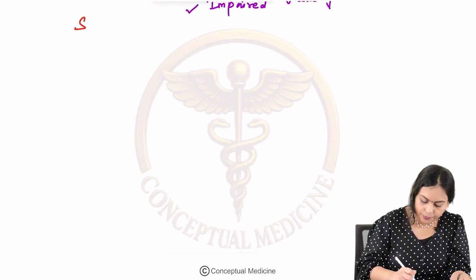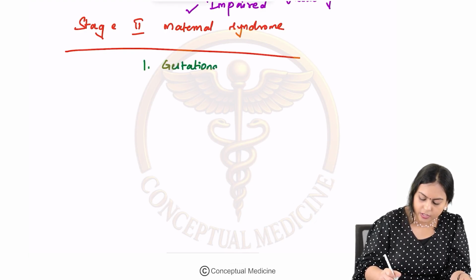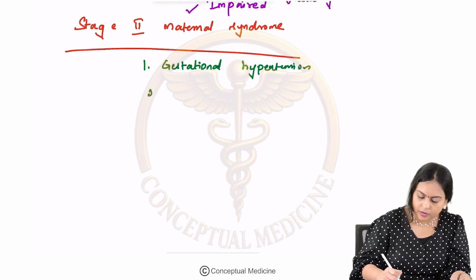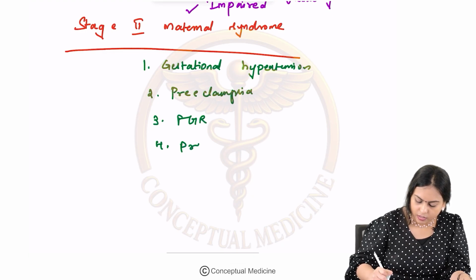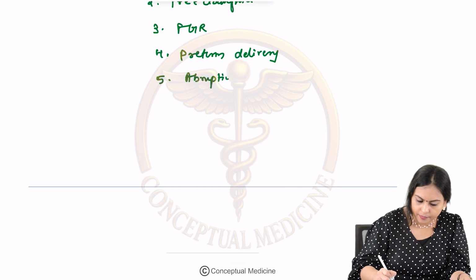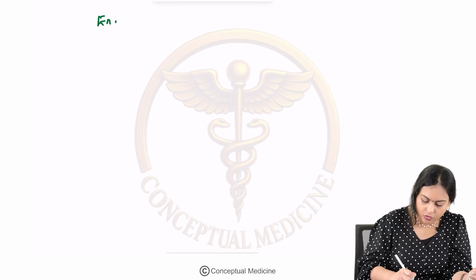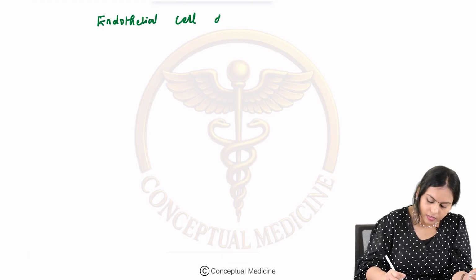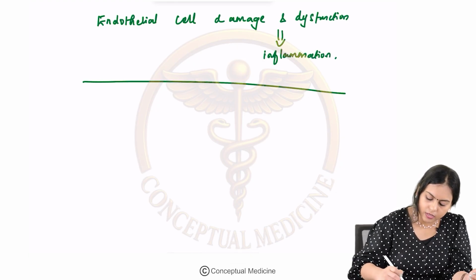Now we will see what is happening in stage 2, that is maternal syndrome. In stage 2, there is gestational hypertension, preeclampsia, fetal growth restriction. There can be chances of preterm delivery. Then abruption can also happen. Okay. And also remember, there is endothelial cell dysfunction and inflammation happening. Okay. So there is also endothelial cell damage and dysfunction. Okay. That will be leading to inflammation.